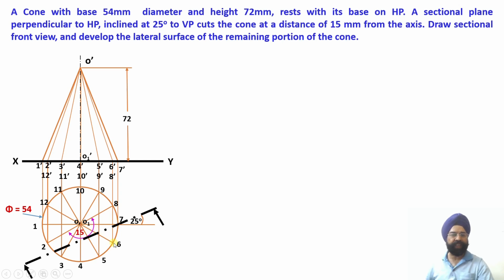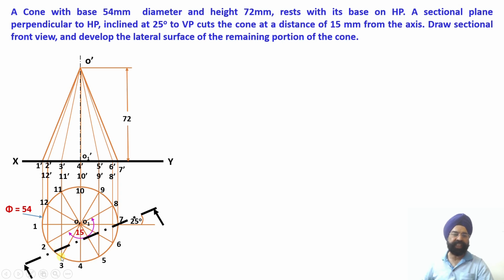Similarly, the second point of intersection lies on the intersection of the cutting plane with the slant generator O6. The third point of intersection will be between the cutting plane and the slant generator O5. Similarly, the fourth cutting point will be obtained between the cutting plane and the slant generator O4. The fifth one is the intersection of the cutting plane with the slant generator O3. And finally, the cutting plane also passes through a point on the base, which lies between the portion of the sector that is 2 to 3.